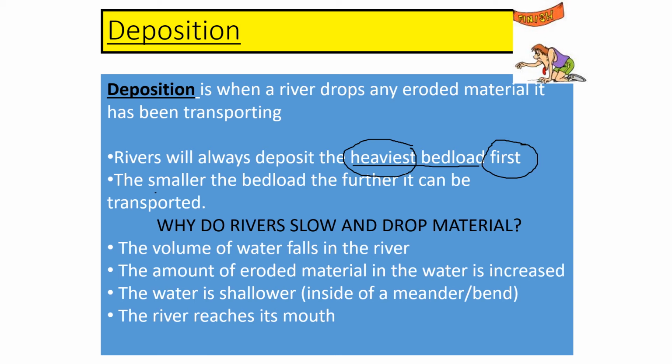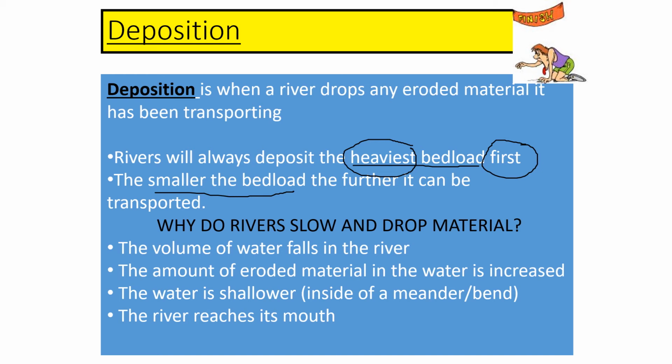The smaller the bed load, the further it can be transported. Okay, because the river, obviously, will have less and less energy as it's transported downwards, as it starts to even out near the sea. So the heaviest bed load will always be deposited first because the river runs out of energy and doesn't have what you call the carrying capacity.